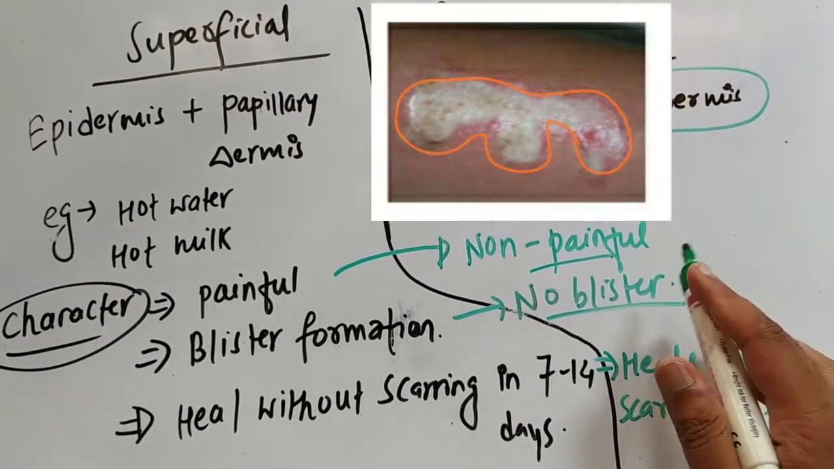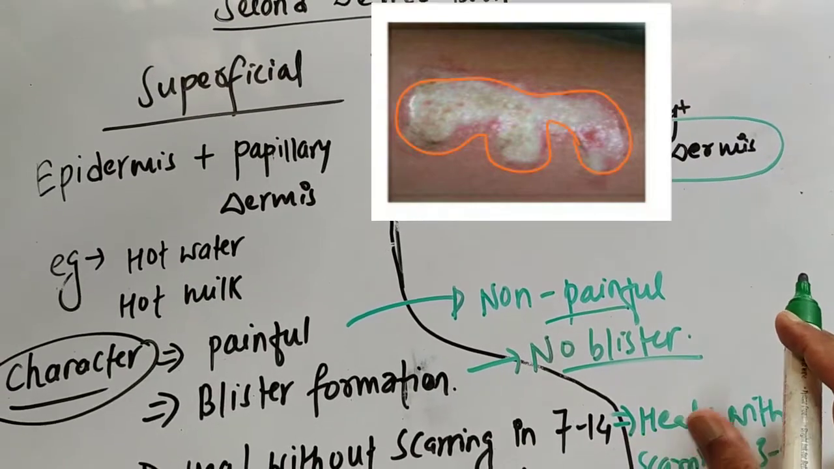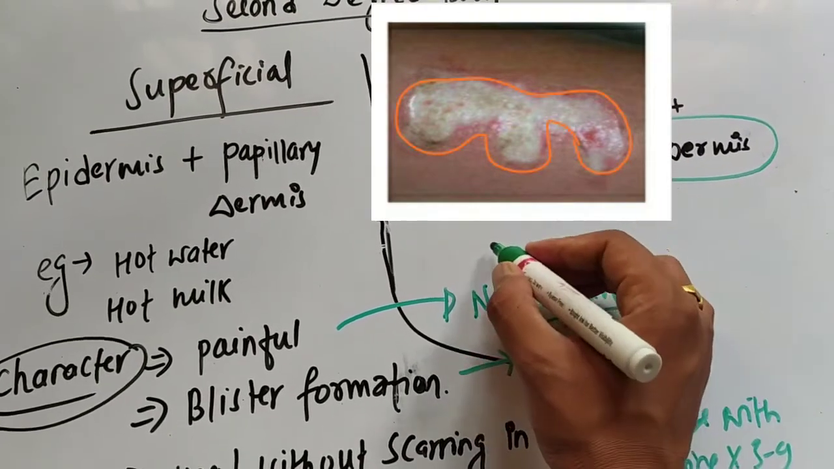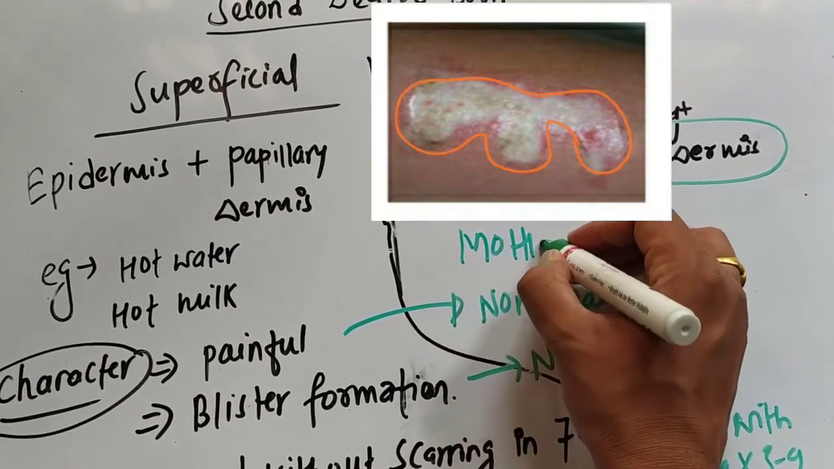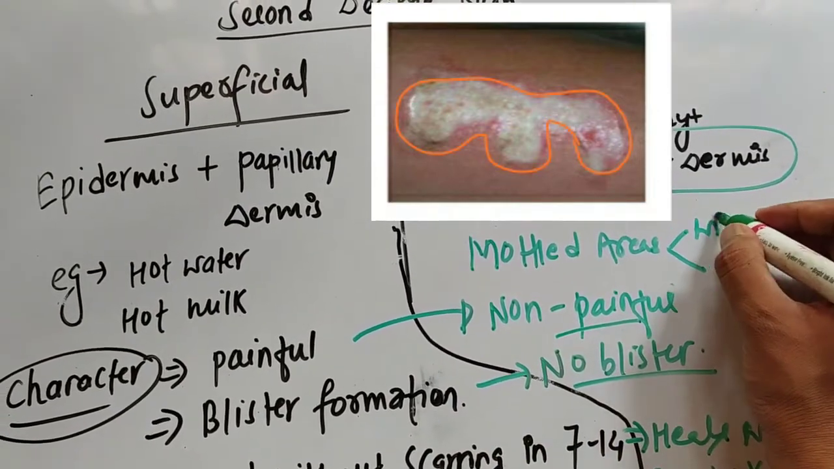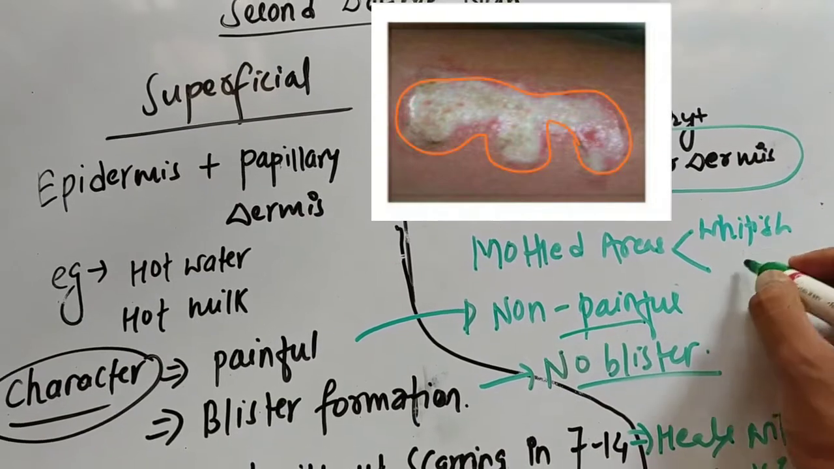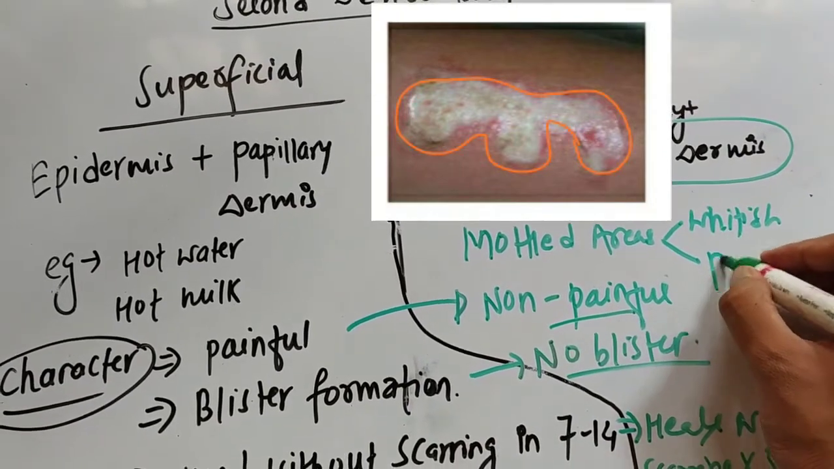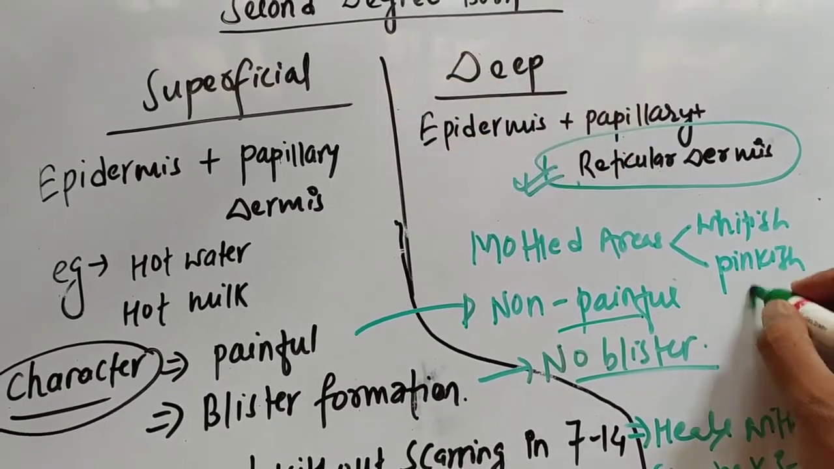And usually the area of the deep second degree burn looks like mottled areas. They are a mixture of whitish and pinkish areas. Why a mixture of whitish and pinkish areas?